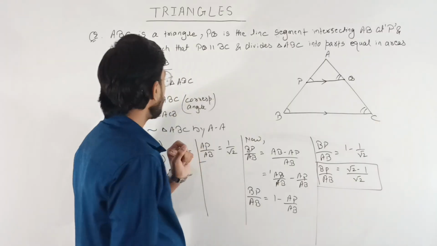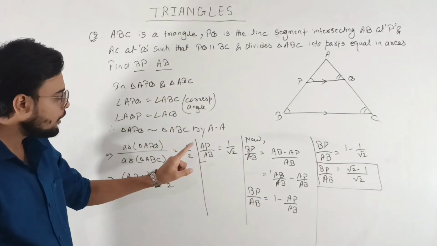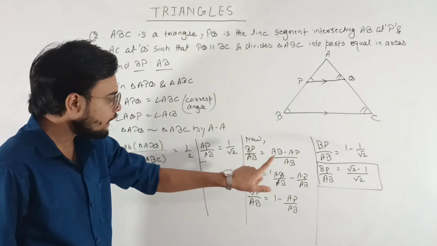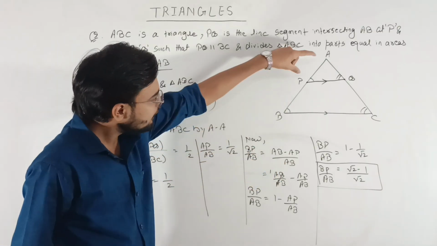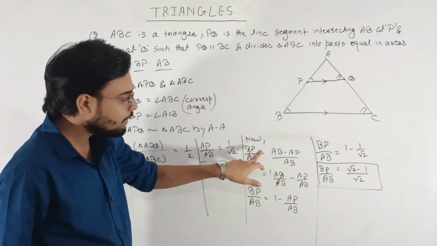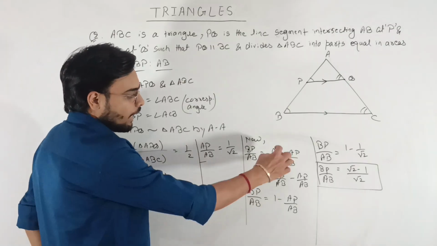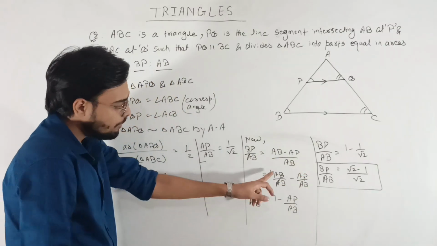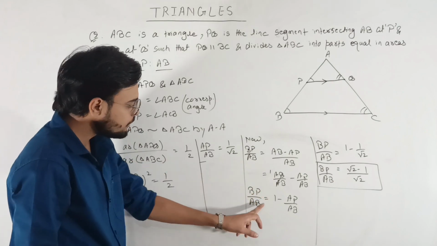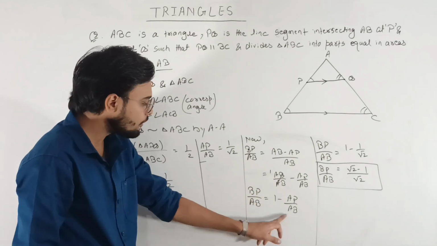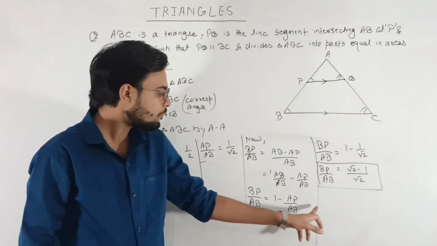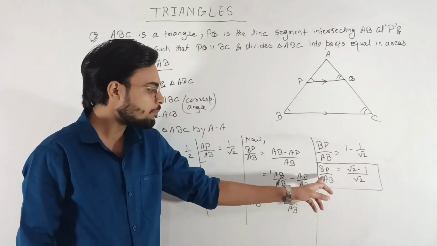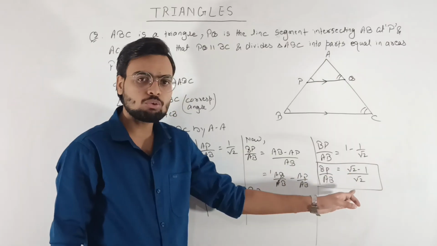Now look here. We want BP upon AB, not AP upon AB. So for BP upon AB, in place of BP I write AB minus AP. BP is AB minus AP. Now I split this into AB upon AB and AP upon AB. AB cancels out, which gives 1. So BP upon AB is 1 minus AP upon AB. Now the value of this is 1 upon root 2, so I place the value. Then I do the calculation and we get BP upon AB is root 2 minus 1 upon root 2.